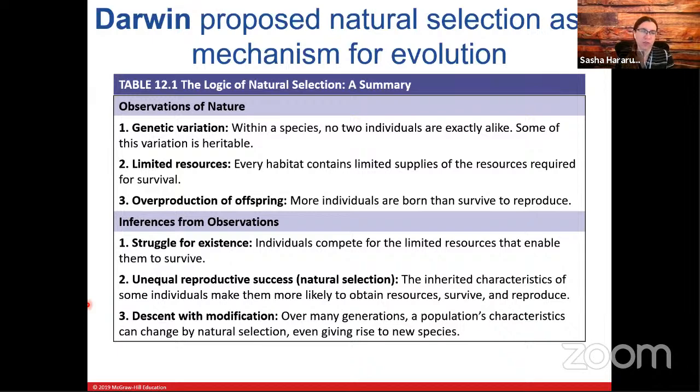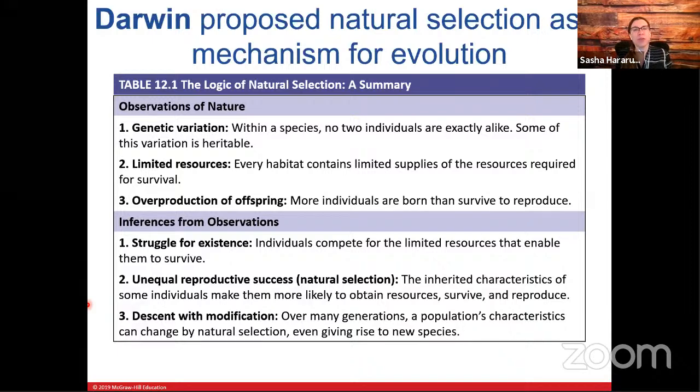The second observation was that the resources were limited. Every habitat contains limited supplies of the resources required for survival. It could be food, it could be physical space, it can be water. And the third observation that he made was that species produced many more offspring, many more babies than were sustainable. Okay, so more individuals are born than survive to reproduce. A lot of individuals die and do not get to reproduce.